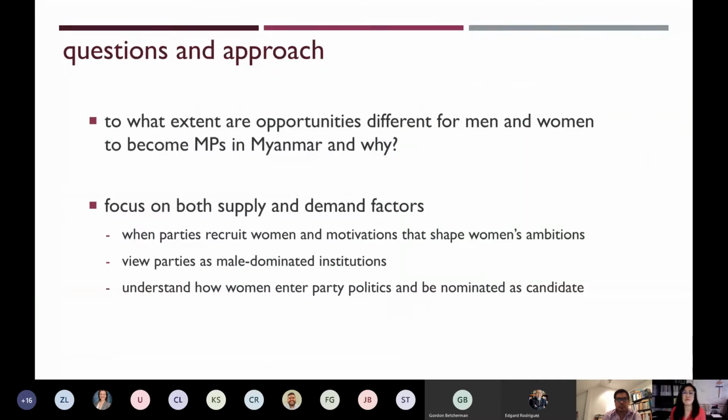So our big research project is driven by this question: to what extent are opportunities different for men and women to become MPs in Myanmar, and why? For our project, we focus not only on supply or demand factors, but we look at the interaction of both factors to look at specifically how parties recruit women and the motivations that shape women's ambitions. We also make a very specific effort to look at parties as male-dominated institutions and understand the conditions under which women enter party politics and be nominated as candidates.